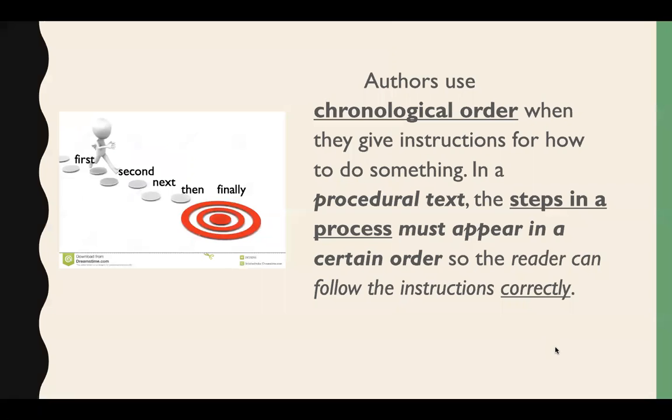Okay, again, authors use chronological order when they give instructions for how to do something in a procedural text. The steps in a process must appear in a certain order so the reader can follow instructions correctly. If they're out of order, then you're not going to be able to make whatever you're trying to make. We got our guy here first, next, then finally, and then they reach the target if they follow those steps.